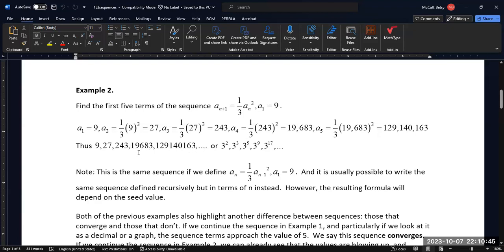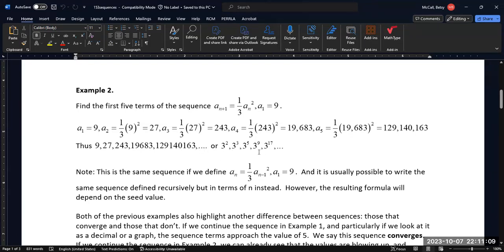I left out the commas, even though it's very hard to read, because separating terms by commas doesn't make it easier to read. And you would continue in this vein, getting much larger and larger numbers, because you're squaring these numbers that are growing very quickly.